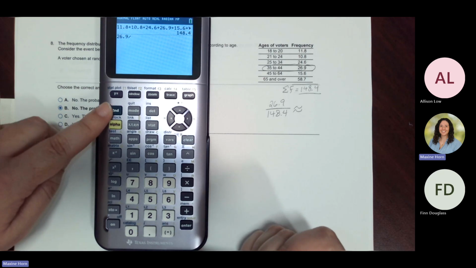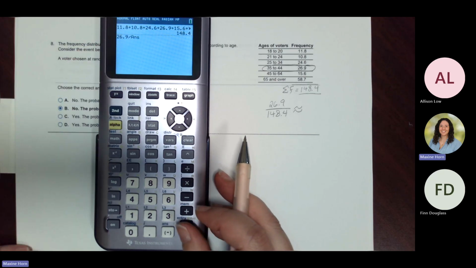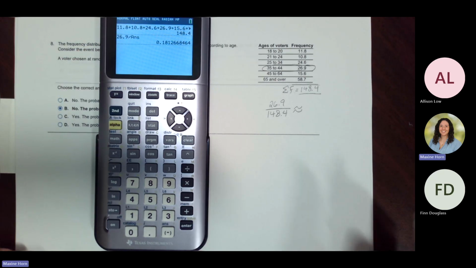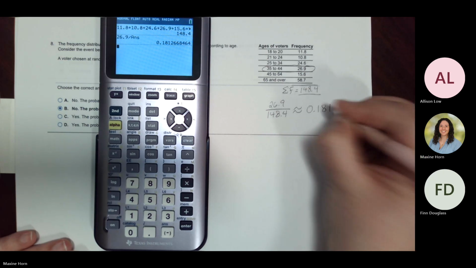We're going to use second. It's kind of like a shift. So I'm going to go second answer. And so I'm doing 26.9 divided by the last answer I had. So that's going to give me about 0.181. Okay, so we have our probability there.